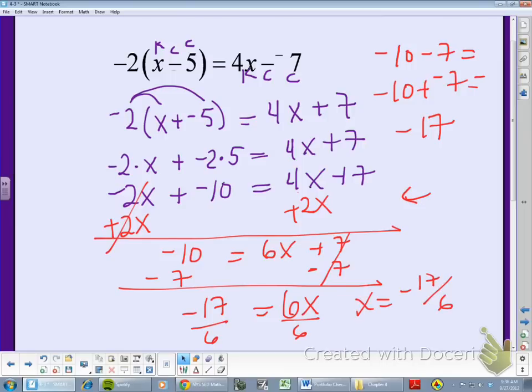I believe the first slide we did was 17 over 6. So and I think we changed it. It was -2 and 5/6. Okay, so either answer is fine. You can leave it as an improper fraction, or if you like to change it into a mixed number, that's also fine. Okay, so that's the rest of the lesson.